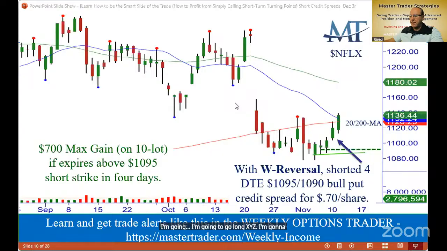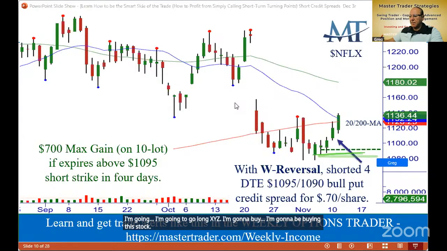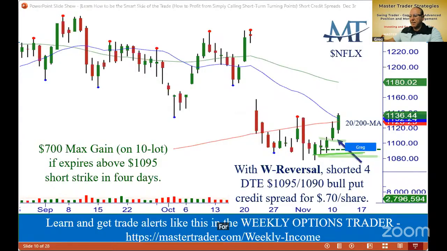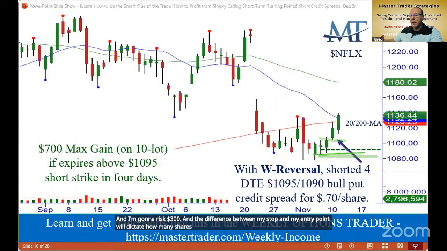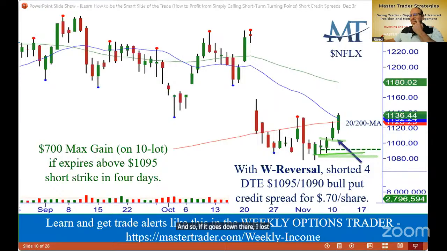I'm going to be buying this stock for this pattern. And I'm saying I'm going to put my stop down below this area and I'm going to risk $300. The difference between my stop and my entry point will dictate how many shares I'm going to buy. So if it goes down there, I lost $300. Fine. I predefined my calculated loss.